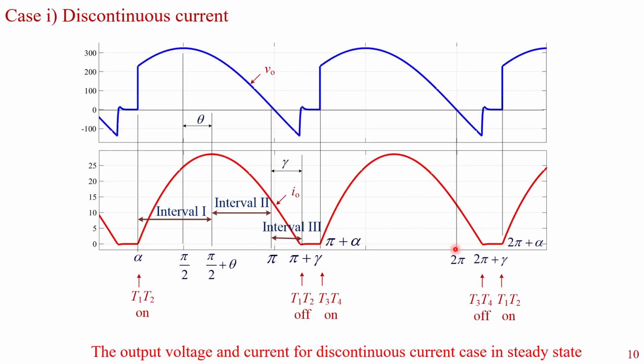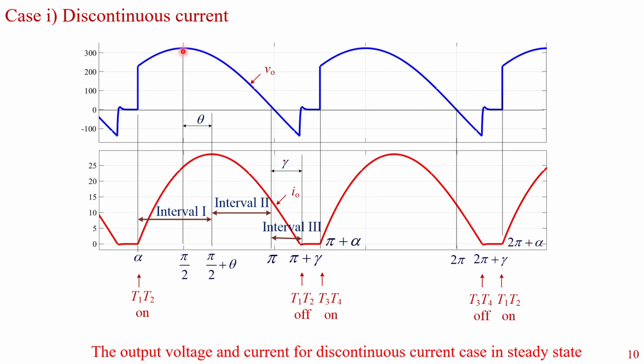These are the waveforms for the discontinuous current case. This is the output voltage, and this is the output current. If you look at the waveforms, at omega t equals alpha, T1, T2 are turned on. When T1, T2 are turned on, the voltage suddenly rises to a particular value, whereas the current rises gradually due to inductance in the load, which will not allow sudden change in the current.